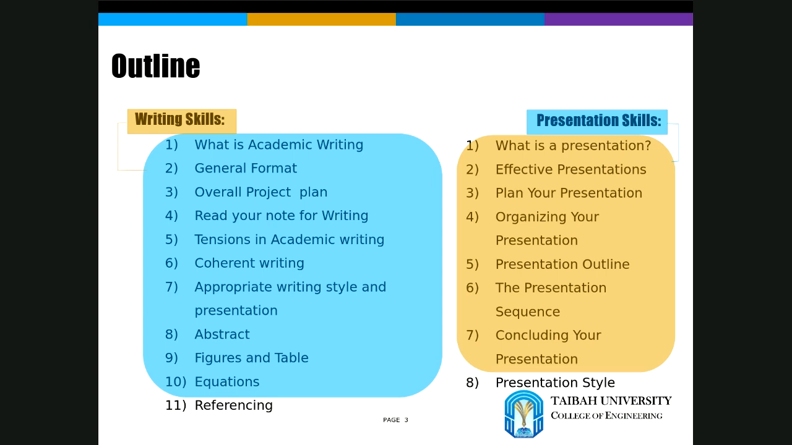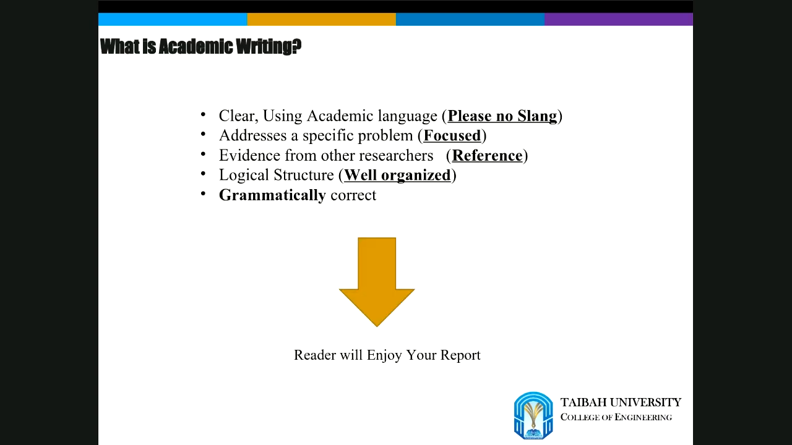Let's start with the writing skills. What is academic writing? Think about it. Academic writing is clear, formal language. So it's clear, and there is no slang. In academic writing, you focus on the problem and you address that problem. So answer the question and demonstrate an understanding of the subject.